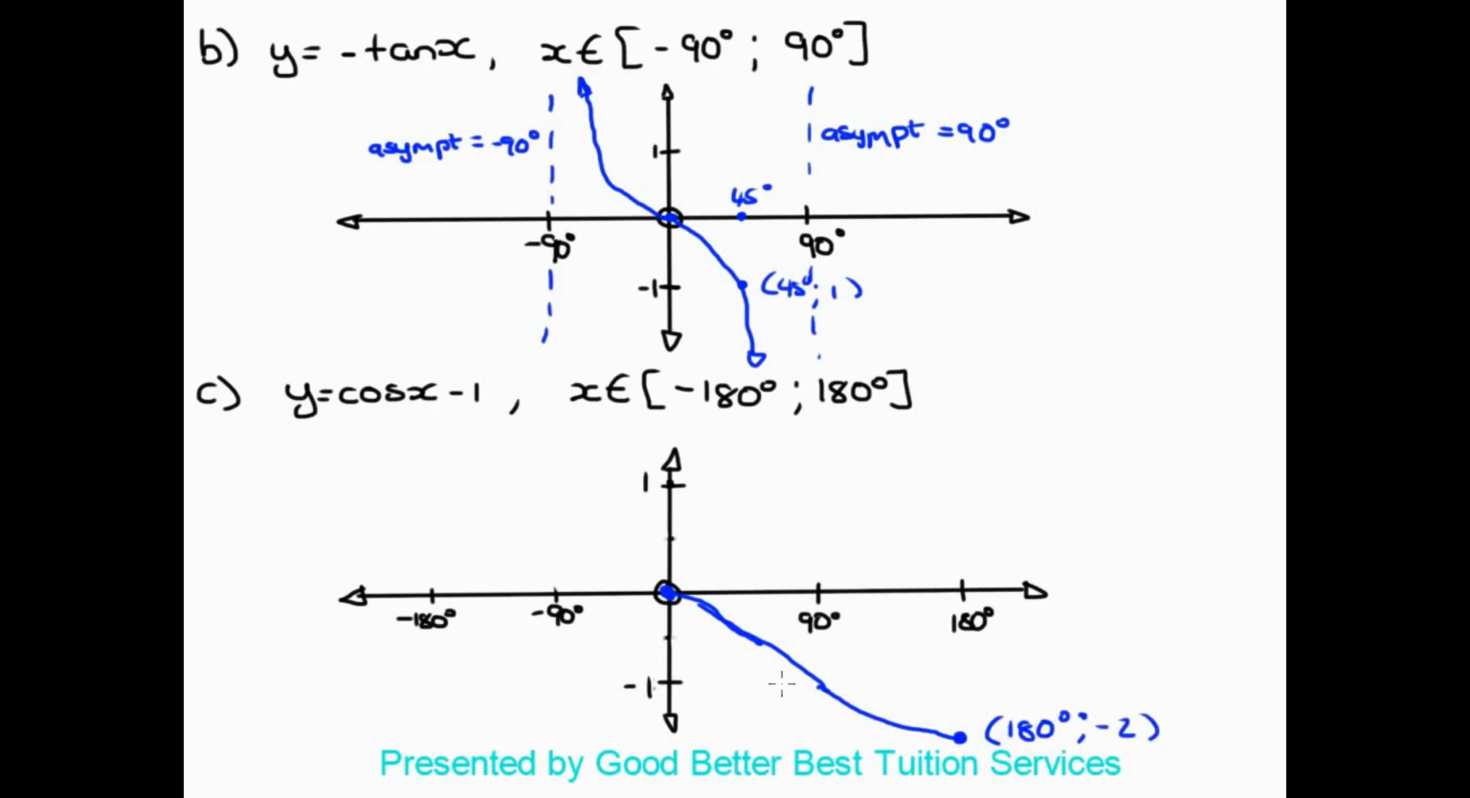Cool, so we only have to indicate the turning point, remember? And then obviously the other point over here is going to be somewhere down here. I didn't fit the minus 2 on here, unfortunately, guys. It's going to be minus 180 degrees and minus 2. And so this will go down as well, like that. Cool. And so that's the y is equal to cos x minus 1 graph in this case.